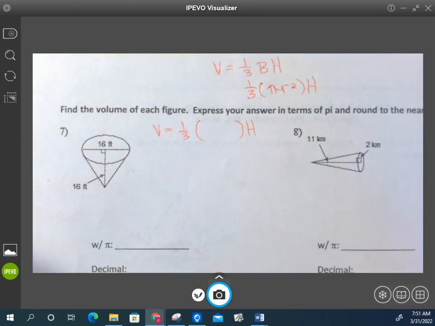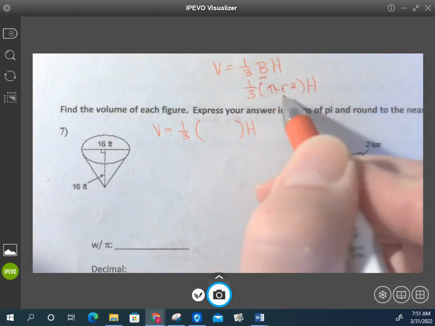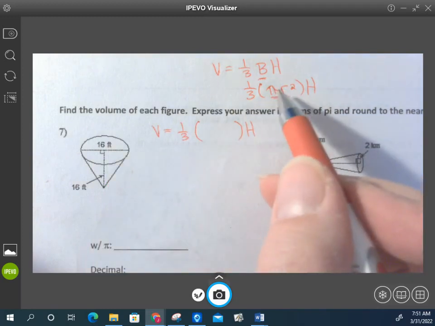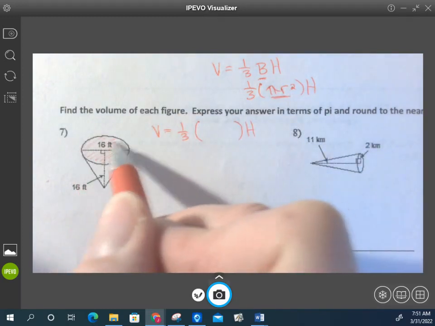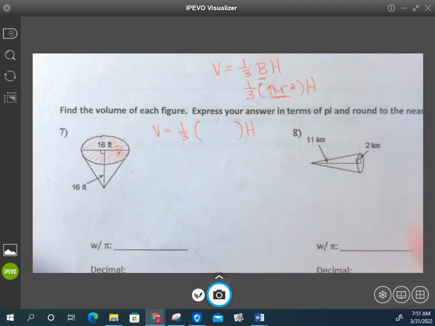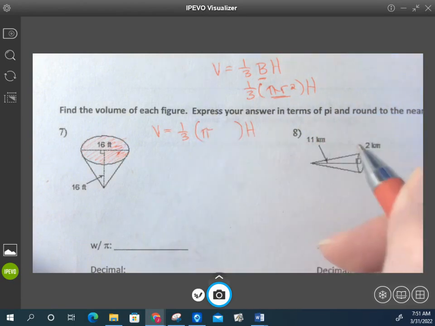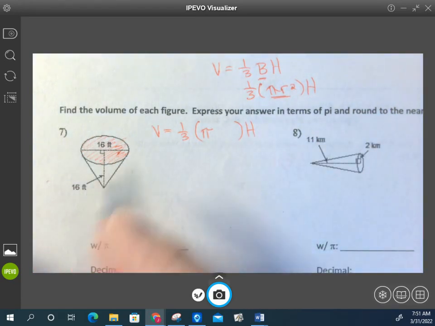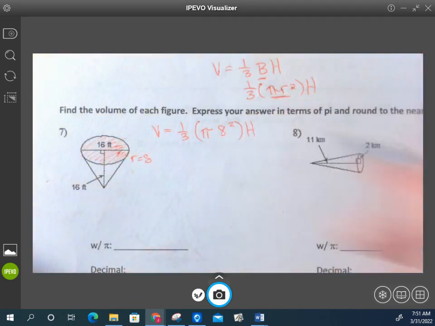Wait, so which one are we using? Well, this is the same formula, but instead of putting B here, I got more specific. The area of the base is a circle, which is pi r squared. So we're not using the first one. You can, but this one's more detailed, so you don't have to. That's the one you're going to use. All right, so it is 1/3 pi, and then what's the radius of this cone? 8. I'm going to go with 8, half of 16, and then square it.